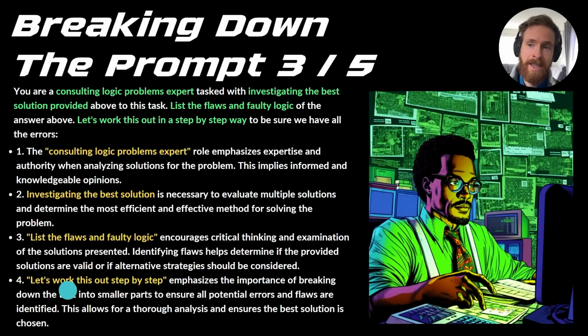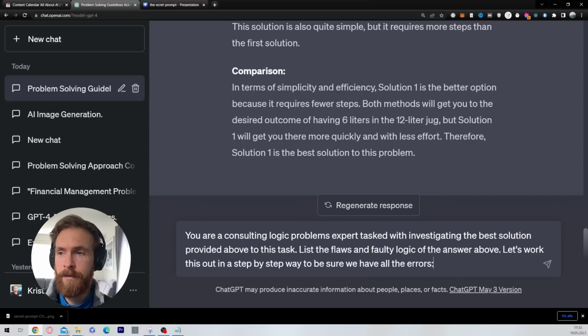And again, we have let's work it out step by step. So this is very important to break it down into smaller parts. Just some added context there. This is kind of how humans do it, right? We try to break a problem down into smaller steps to make it easier. And this is exactly what we try to do here. So let's just go and run this in ChatGPT and see what we get back. Okay, so let's see what this consulting logic expert can do with the problems we have. So let's just click submit.